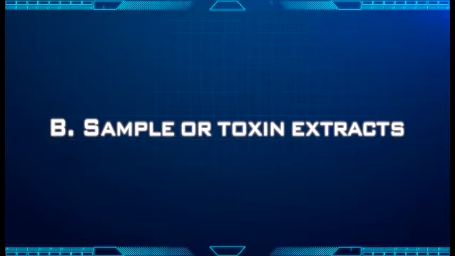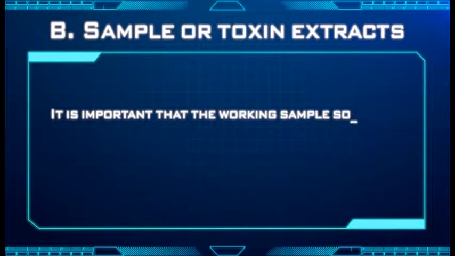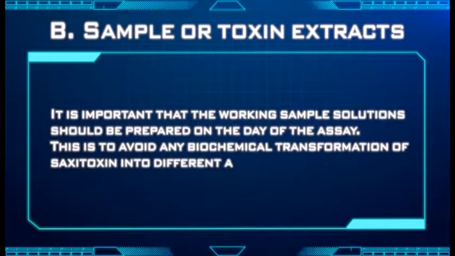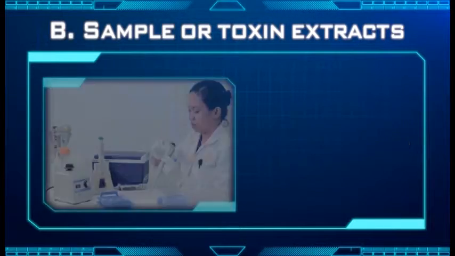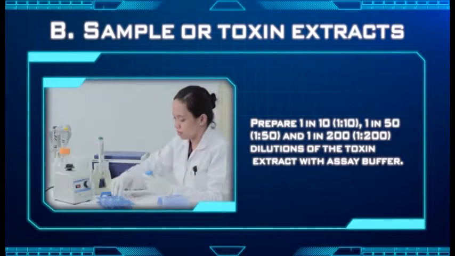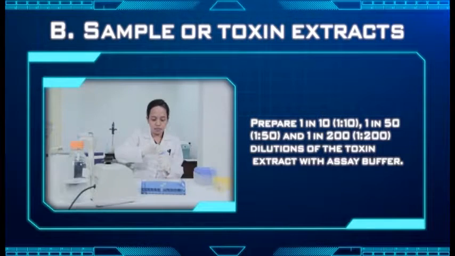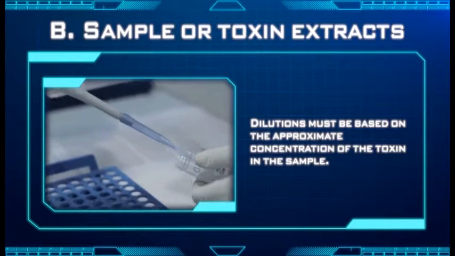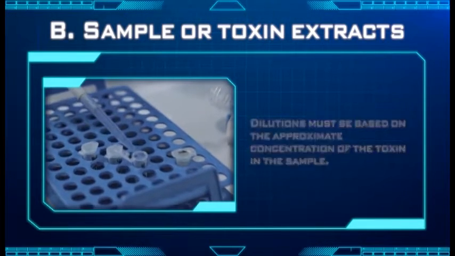B. Sample or toxin extracts. It is important that the working sample solutions should be prepared on the day of the assay. This is to avoid any biochemical transformation of saxitoxin into different analogs. Prepare 1 in 10, 1 in 50, and 1 in 200 dilutions of the toxin extract with assay buffer. Dilutions must be based on the approximate concentration of the toxin in the sample.